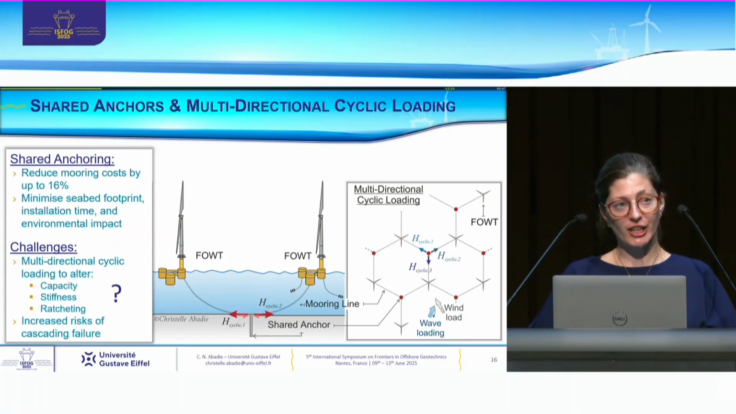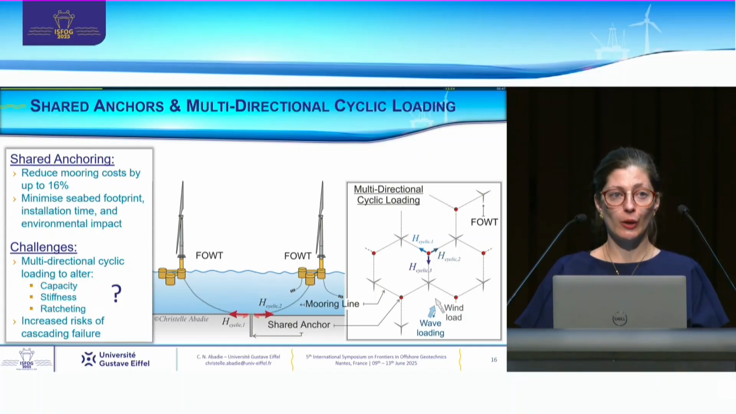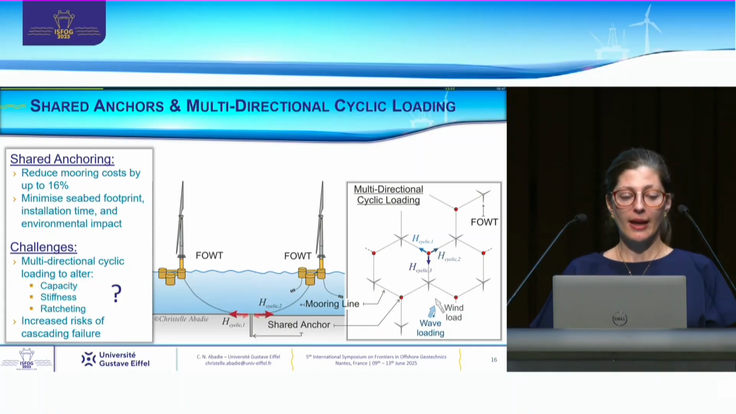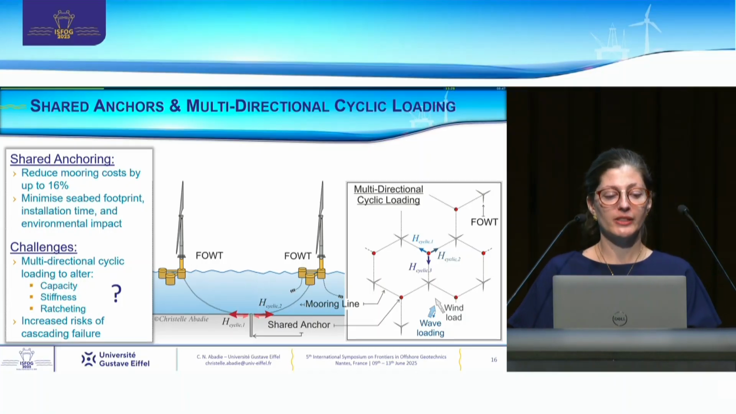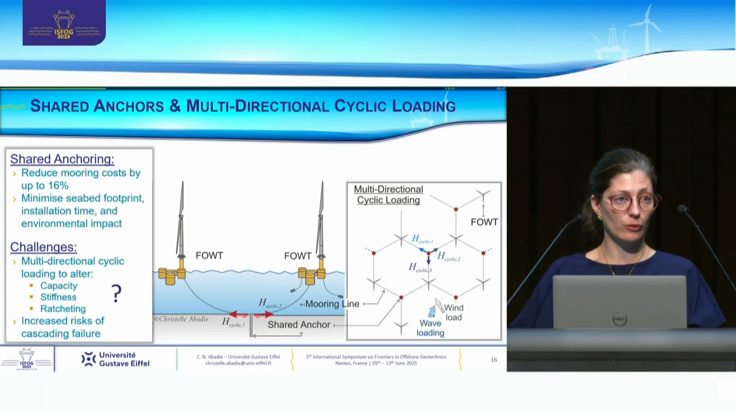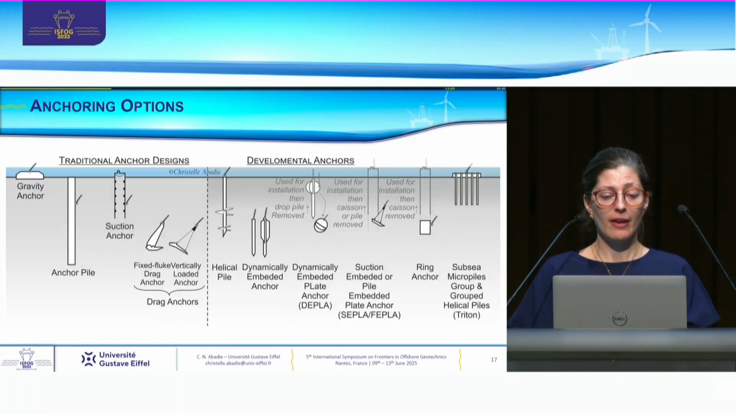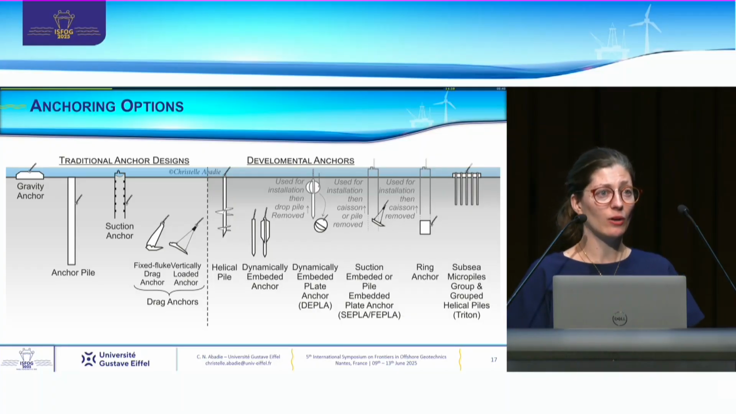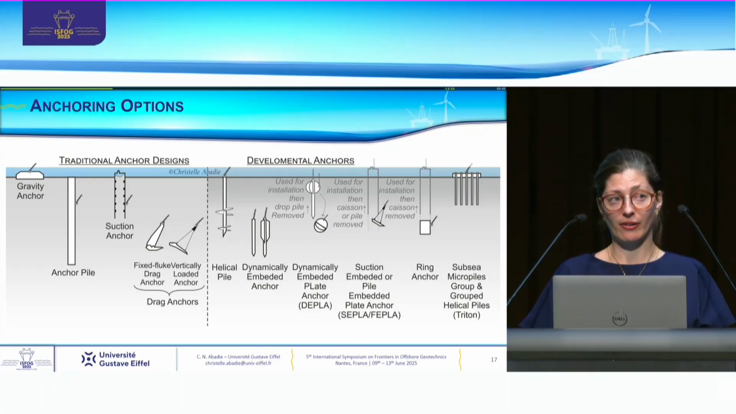However, using shared anchors also generates new loading onto the anchor, and in particular, multi-directional cyclic loading, which can alter the capacity and the stiffness, and therefore the ultimate limit state design, but also the accumulated displacement over time, which is called ratcheting. And this could increase the risk of cascading failure of the anchor, and therefore compromise the integrity of the wind farm. Therefore, we really need to understand how to develop shared anchoring in the future.